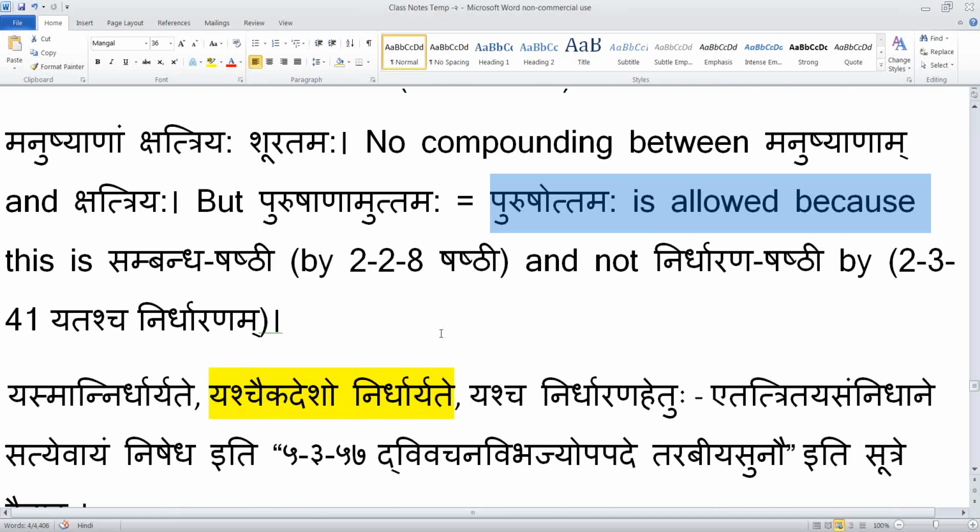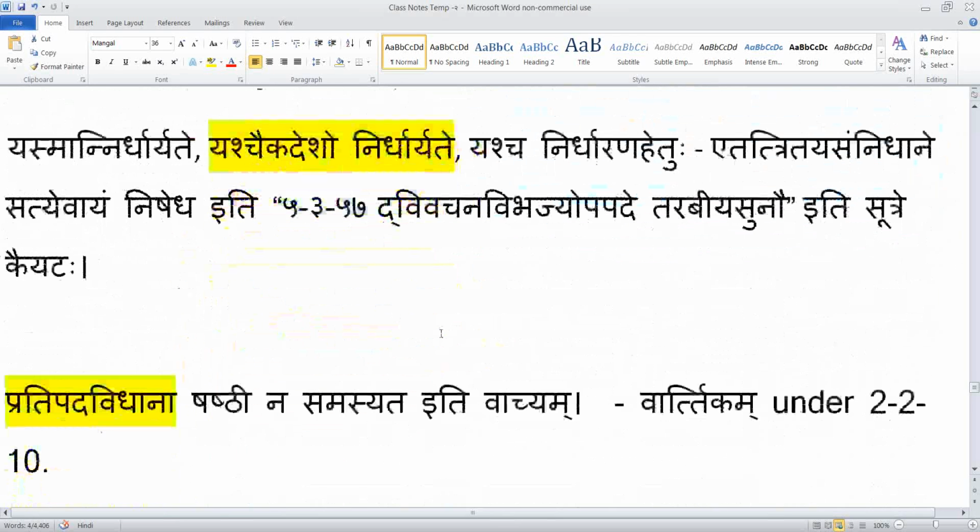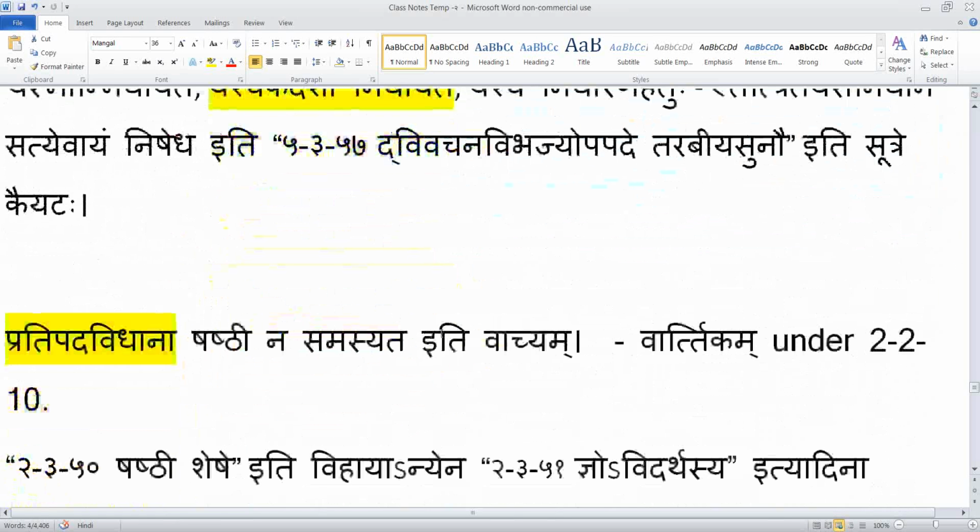So that begins this section of nishedha in shashti tatpurushaha. This is simple enough. This is one specific nishedha. Now comes the vartikam on that.